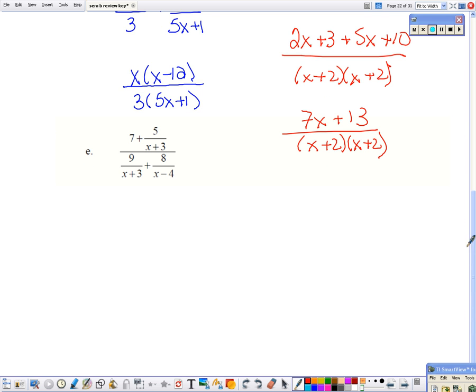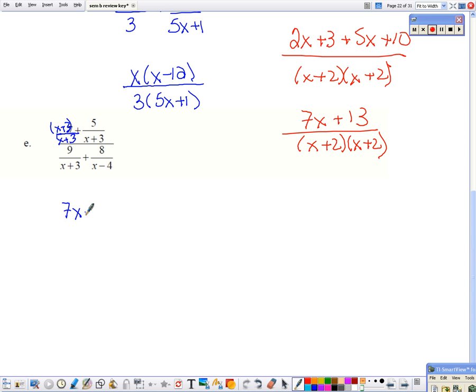Now for e, I need a common denominator in the numerator and a common denominator in the denominator. So in my numerator, I need an x plus 3 on both. So that gives me 7x plus 21 plus 5 all over x plus 3. And I'm going to rewrite that as 26.